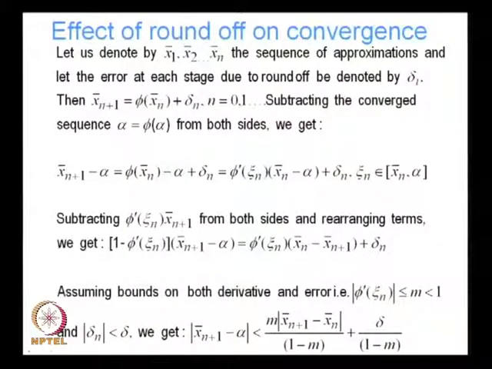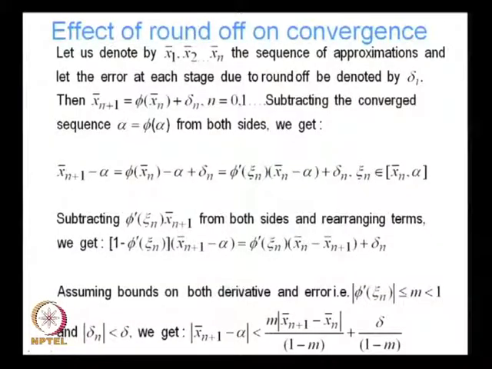The truncation error is because we are approximating an infinite sequence by a finite number of terms. In this case, we are approximating alpha, which is actually the limit of the sequence phi of x n, the limit when n goes to infinity, by the term after the n plus 1th iteration. So, we are approximating the infinite term of the sequence by the n plus 1th term. Because of that there is an error, and that error is my truncation error, and this error is my round off error.